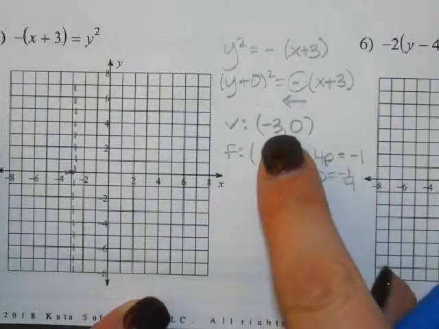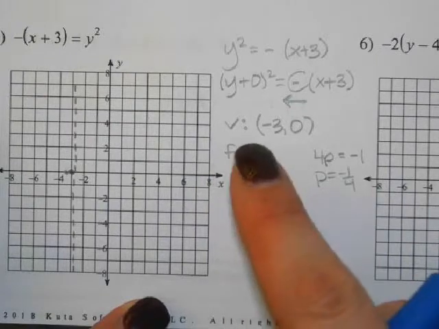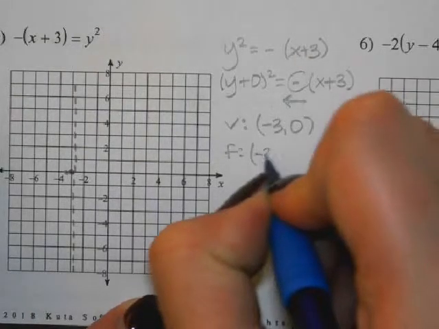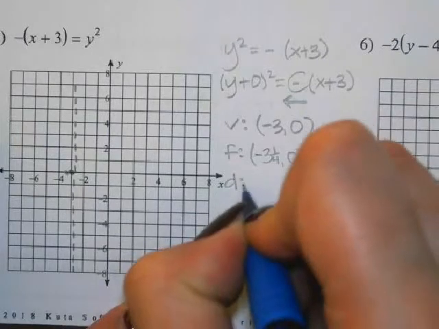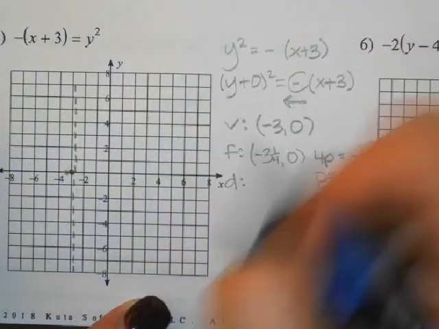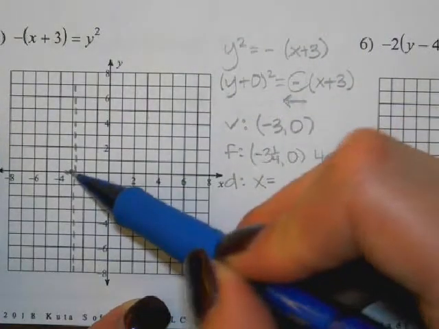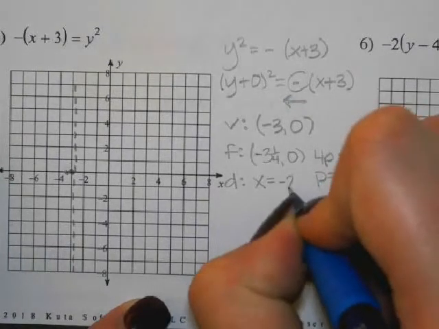So if you were at (-3, 0) and you went to the left 1/4, what do you have? (-3 and 1/4, 0). The directrix is a vertical line, so that's an x equals equation. So you were at -3 and you went to the right 1/4. -2 and 3/4.